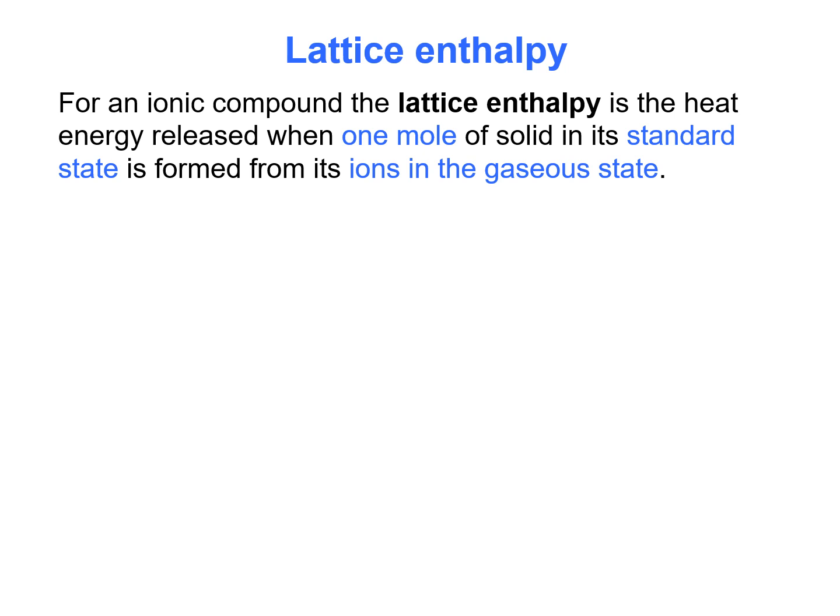And the aim of a Born-Haber cycle is to calculate something called the lattice enthalpy. Now, for an ionic compound, the lattice enthalpy is the heat energy released when you make 1 mole of a solid in its standard state and it's formed from its ions in the gaseous state. So, for instance, if you take solid sodium chloride, you would make it from 1 mole of sodium ions in the gas phase and 1 mole of chloride ions. And you are measuring the enthalpy change that is associated with this reaction.